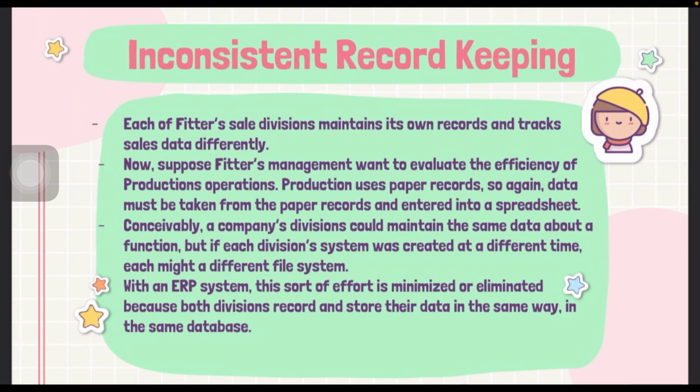For the whole sales division, the accountant could run sales summary reports for each state in the Mid-Atlantic region by month. The production uses paper records, so the data must be taken from paper records and entered into a spreadsheet. With an ERP system, both divisions record and store their data in the same database. Then the questions regarding the company's performance can be answered in a minute.